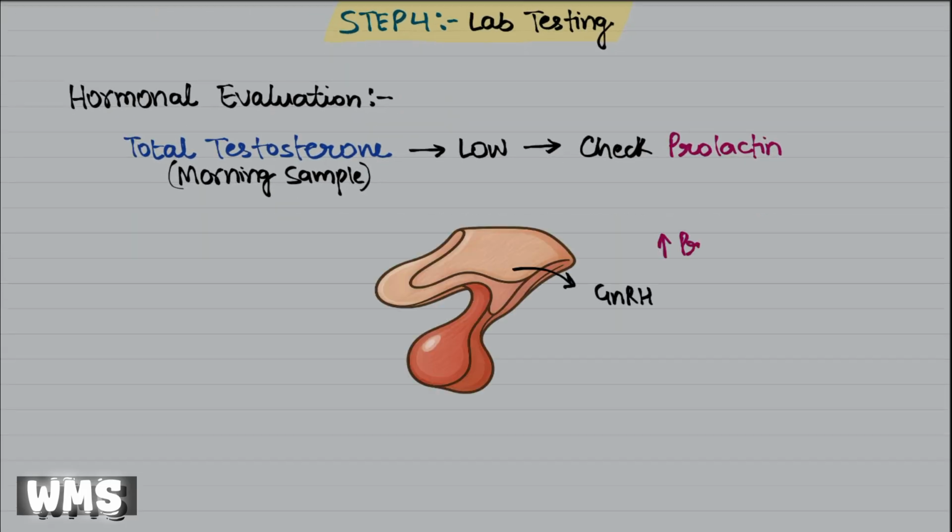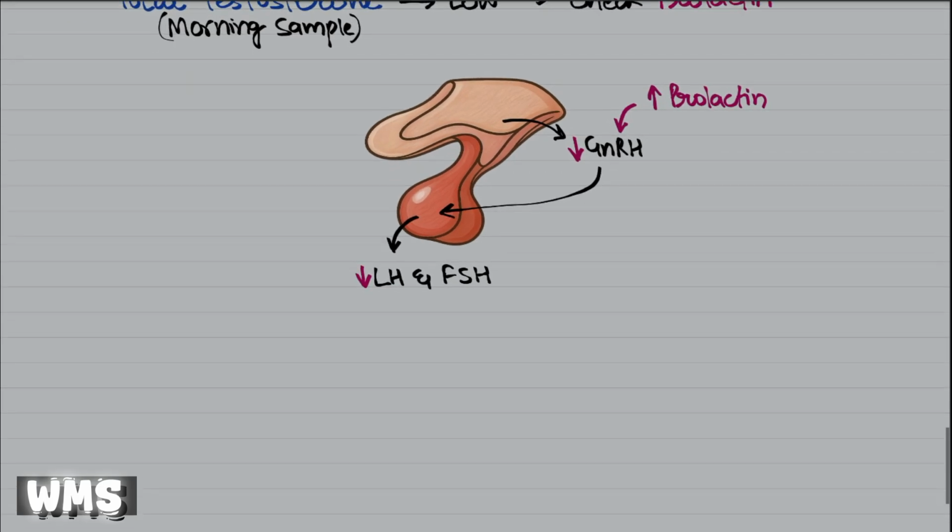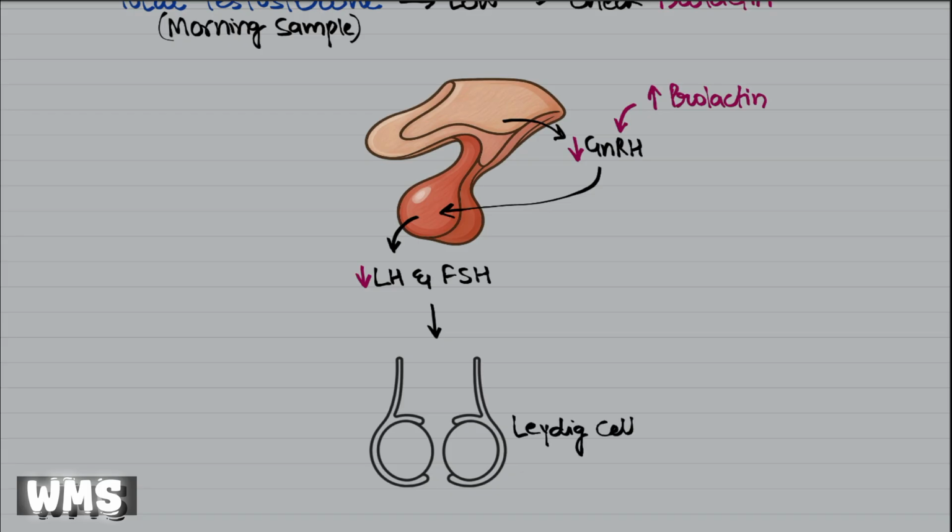because high prolactin level suppresses the release of GnRH. Since GnRH is responsible for stimulating the anterior pituitary to secrete LH and FSH, a reduction in GnRH naturally leads to decreased levels of these gonadotropins. Among them, LH is particularly important because it stimulates the Leydig cells in the testes to produce testosterone.